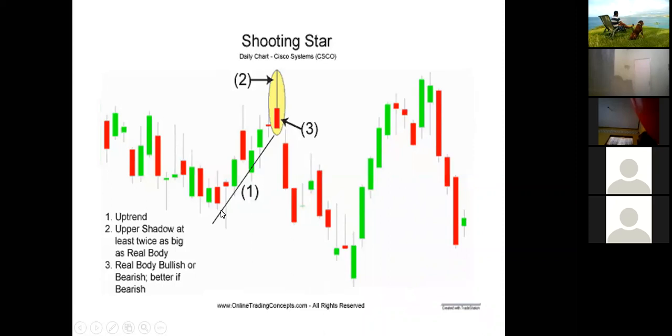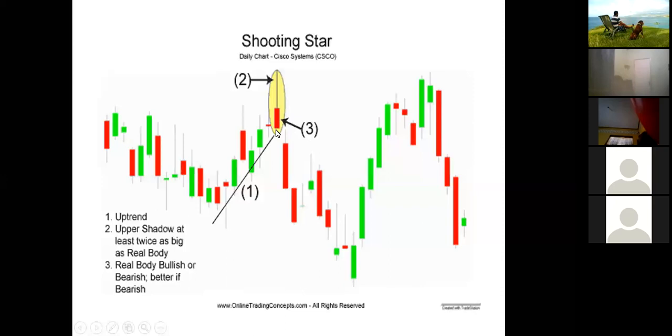Right? So you had the uptrend, upper shadow at least twice as long as the real body. And your real body is either bullish or bearish, and if this was bearish, or in this case it is bearish, it is a much stronger indication that yes, this short-term uptrend is about to change and it is going in a bearish direction, right? So you had the inverted hammer, the shooting star, right?